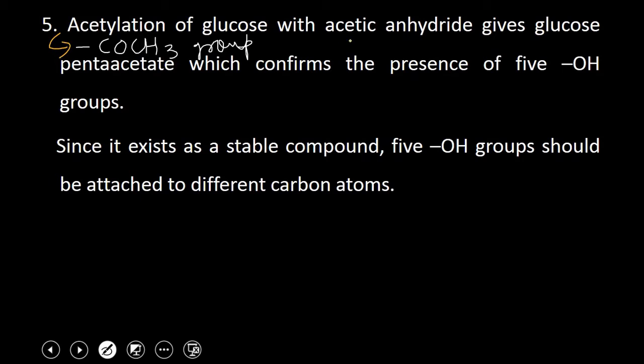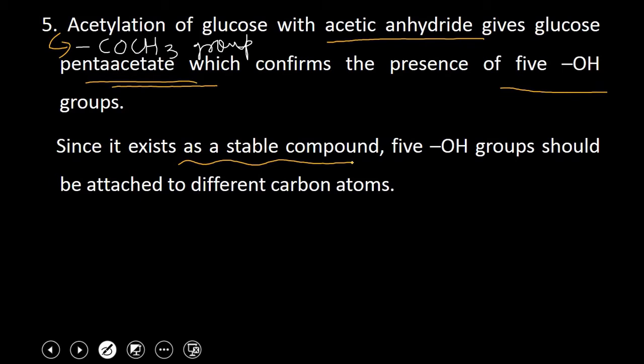So when glucose is acetylated with acetic anhydride, it gives glucose pentaacetate. Children, remember one thing, the alcoholic group which is present in glucose combines with acetic anhydride and forms pentaacetate, because alcoholic group can be acetylated with the acetic anhydride. So what does this reaction prove? This reaction proves that as we are getting pentaacetate with acetic anhydride, it simply confirms the presence of 5 OH groups. And one more point, remember that if all the 5 OH groups are present on different carbon atoms, then only it will be a stable compound. If a carbon atom consists of more than one OH group, then the compound won't be stable.